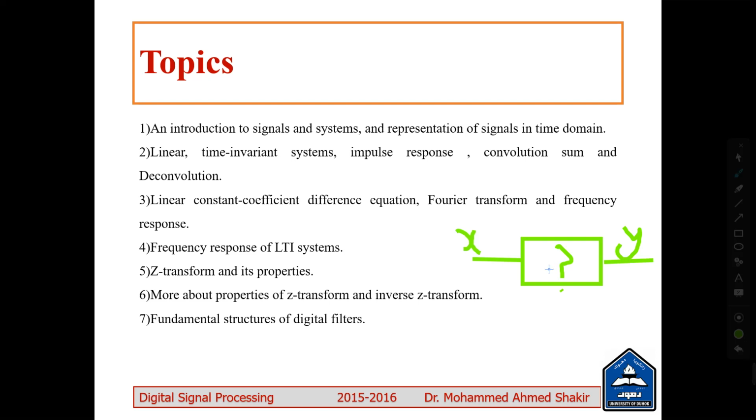What about h(n)? Of course, at that time, we're going to use a process called deconvolution. If you have information about the input and output, at that time, you can determine the impulse response of the system. This process is called deconvolution, or in some cases, it's called system identification.